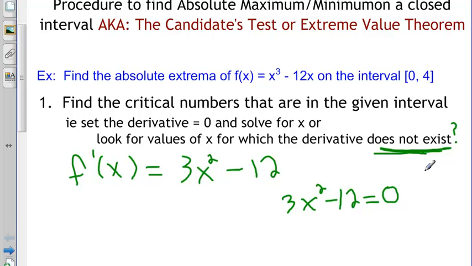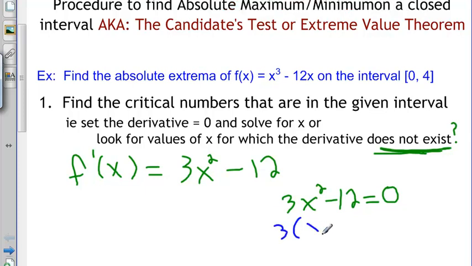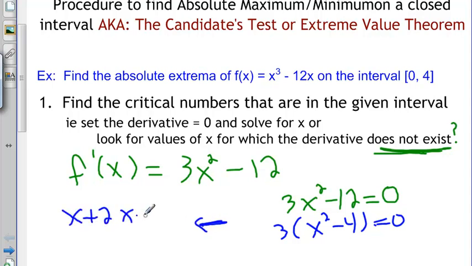Those are where the derivative is 0, because we found the derivative. That's where the slope is 0. So what I'm going to do here is take out a 3, getting x squared minus 4 equal to 0. And what x's are going to work here? Well, if we go this way, because I'm running out of space already, I'd have x plus 2 and x minus 2 equal to 0, right?